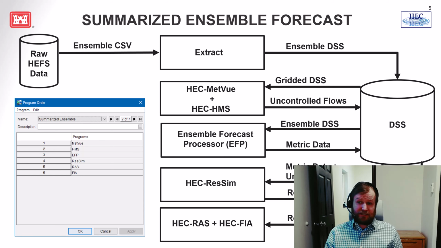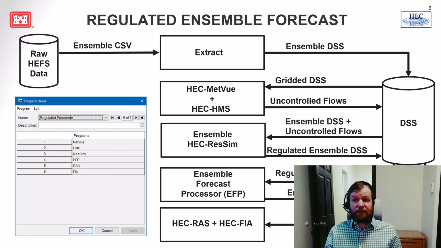Next, the ensemble DSS time series are used as inputs to the Ensemble Forecast Processor, which then computes the metric data that we just looked at. This metric data and the uncontrolled flows can then be used as input to the HEC ResSim alternative, which computes the regulated flows. Finally, these regulated flows are used as input to the HEC-RAS and HEC-FIA to calculate inundation and damages for the forecast. And then on the left, we can see what the program order would look like for a forecast run like this.